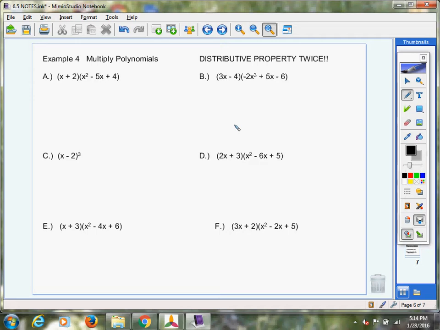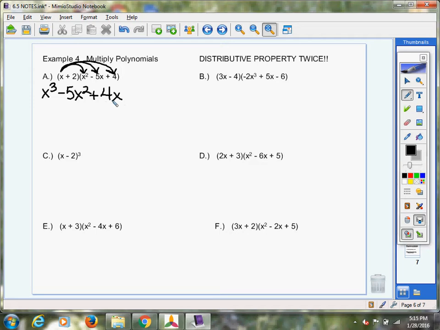I'm going to take the binomial x plus 2 and distribute it to the trinomial x squared minus 5x plus 4. So I'm going to start here with the x and I'm going to distribute it to all three terms in that trinomial. So let's start with x times x squared, and that's x cubed. And then x times negative 5x, that's negative 5x squared. And then x times 4, which is 4x. Beautiful, okay? We're halfway finished.